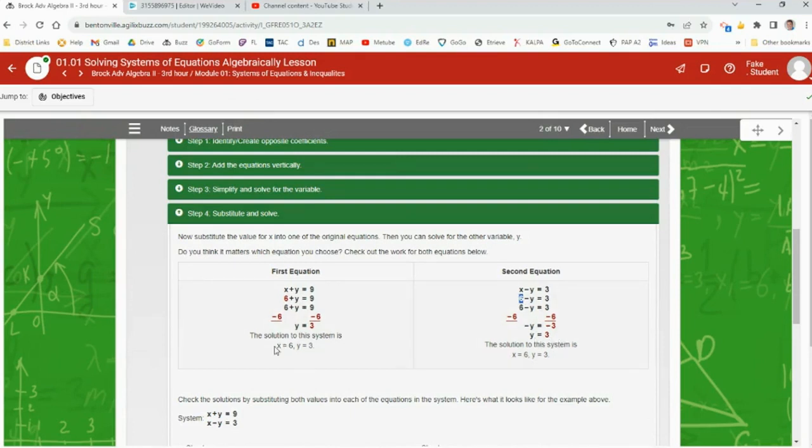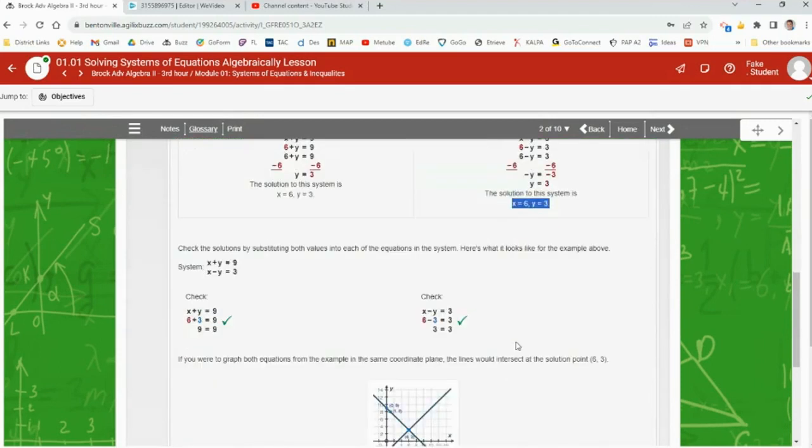So we get the same answer, it doesn't matter which equation we use. Depending on which one you like better, you can use the first or second equation. You should get the same answer. Now we can check that by substituting 6 and 3 in for both the x and y.